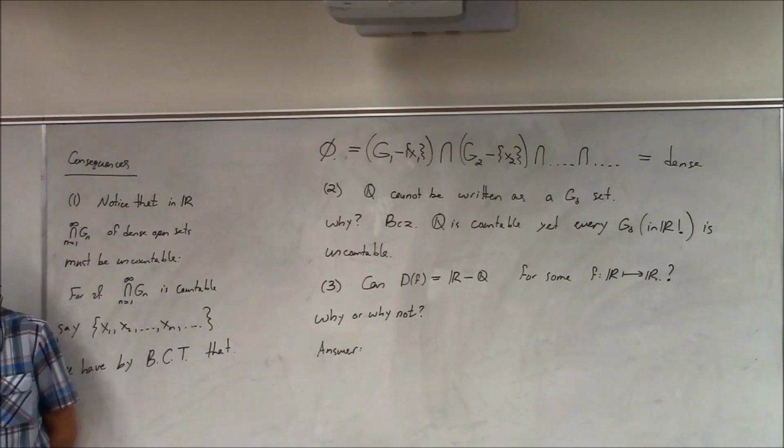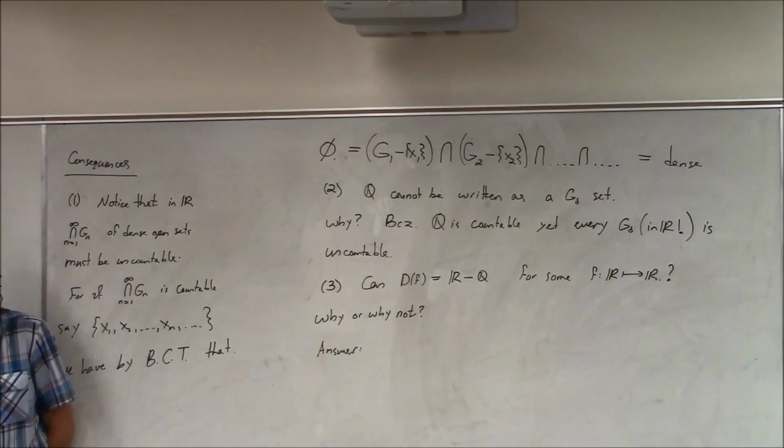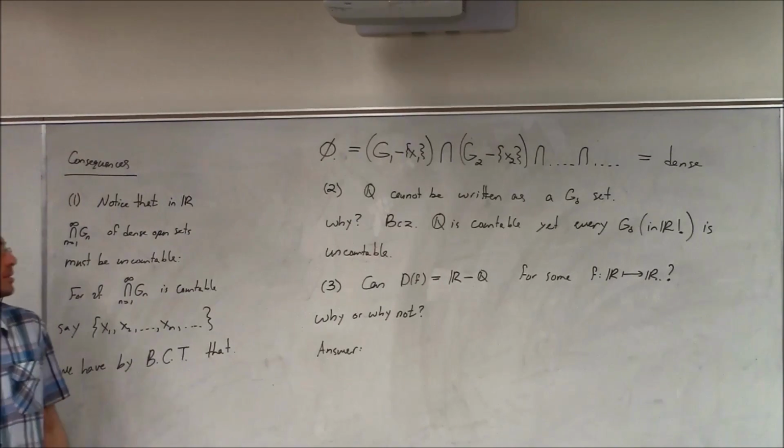Is it because an F sigma set is a union of closed sets? Yes. Right, if you take the complement of that, you get the G delta set, which would be uncountable, but it'd have to be the rationals, which is countable. That's very good. Right, so let me just try to explain what was just said.